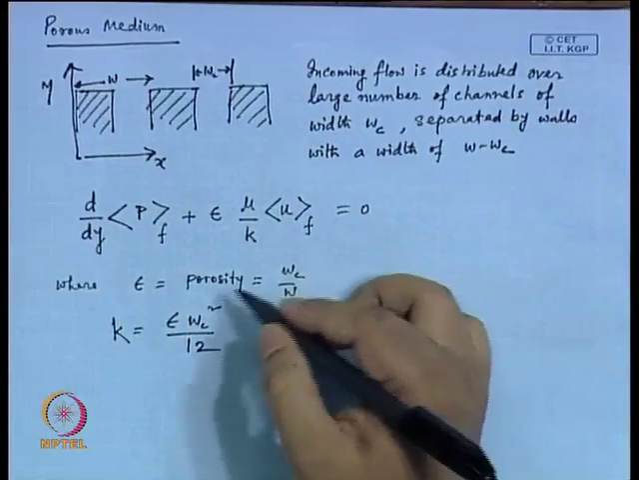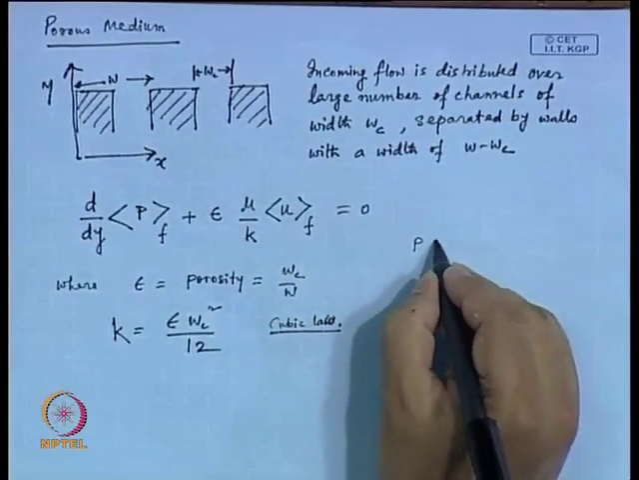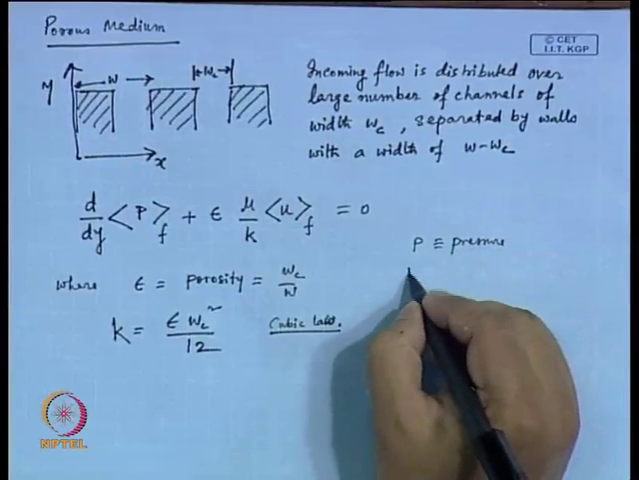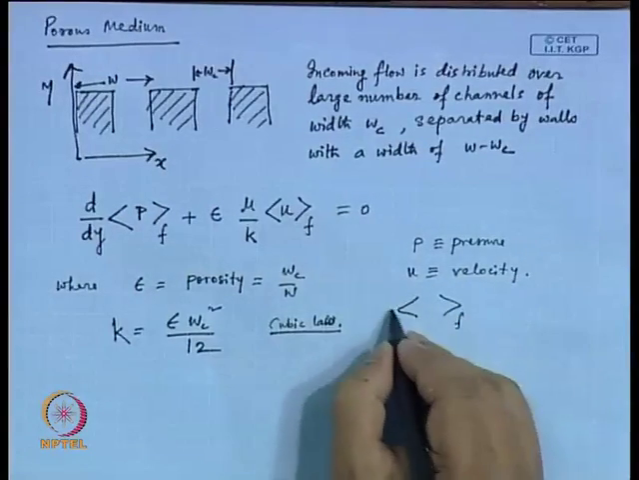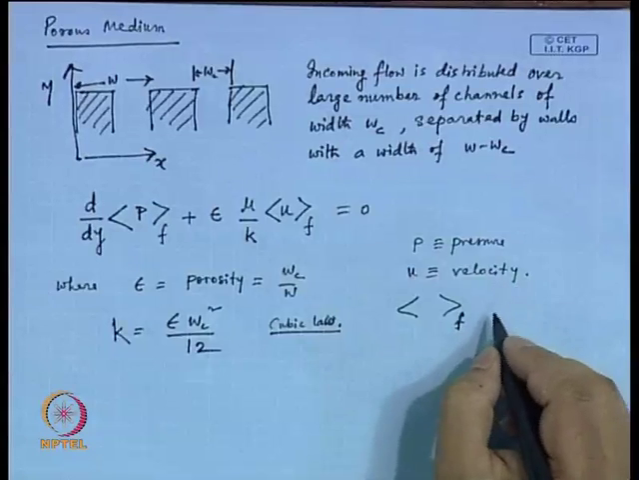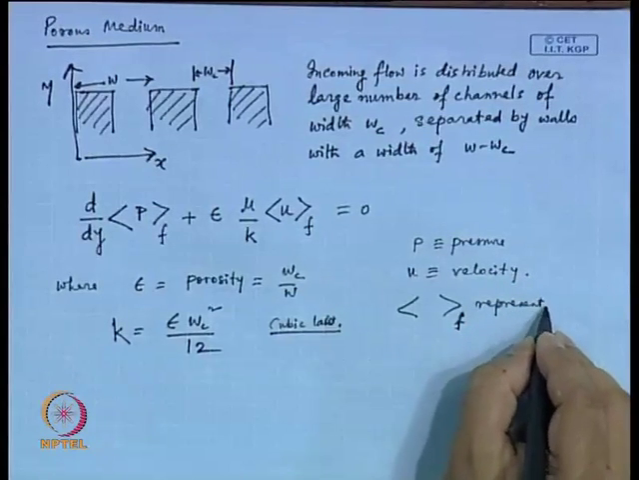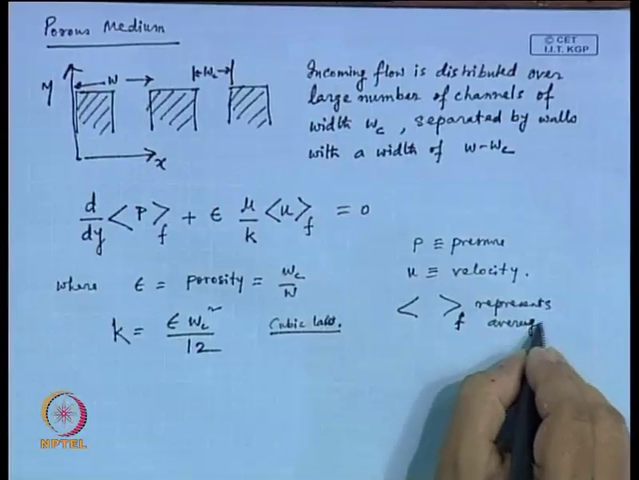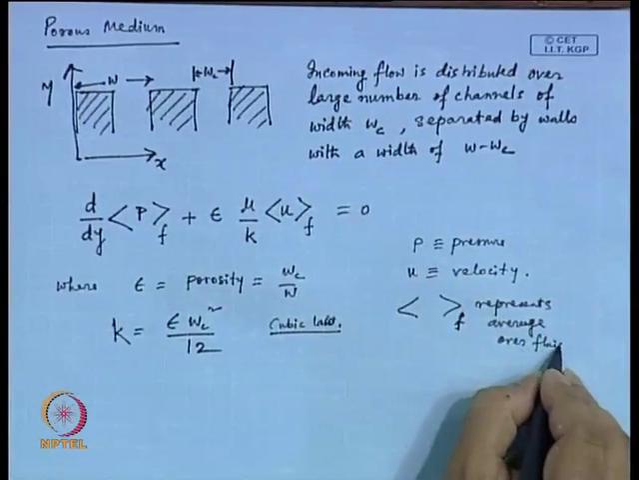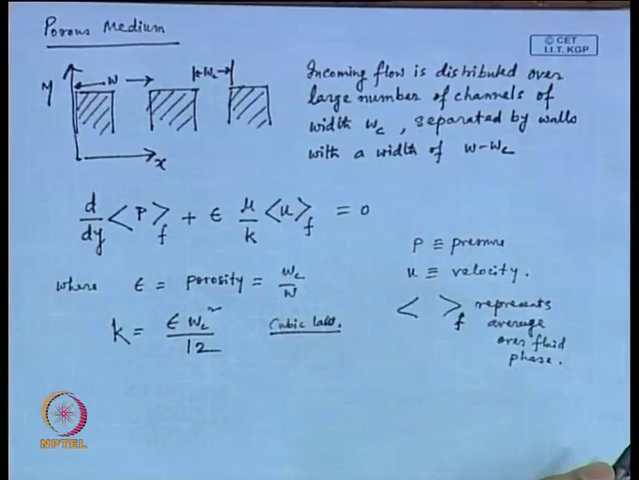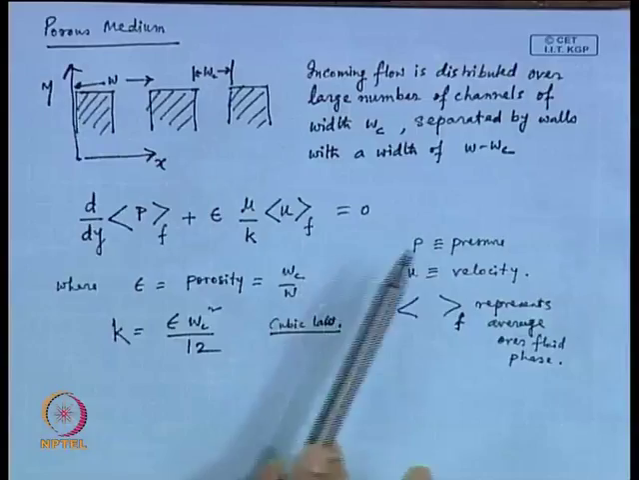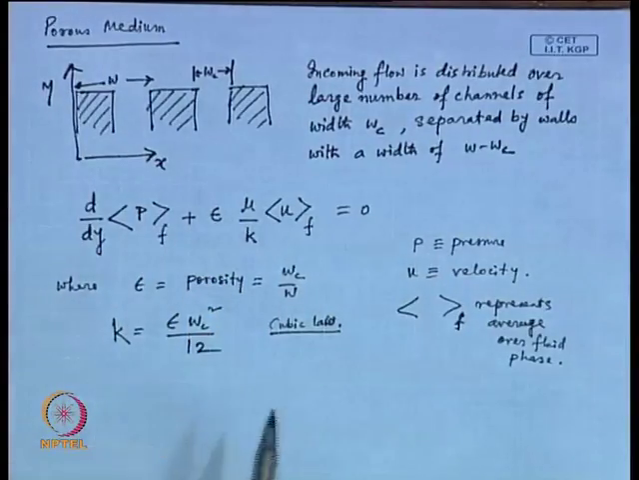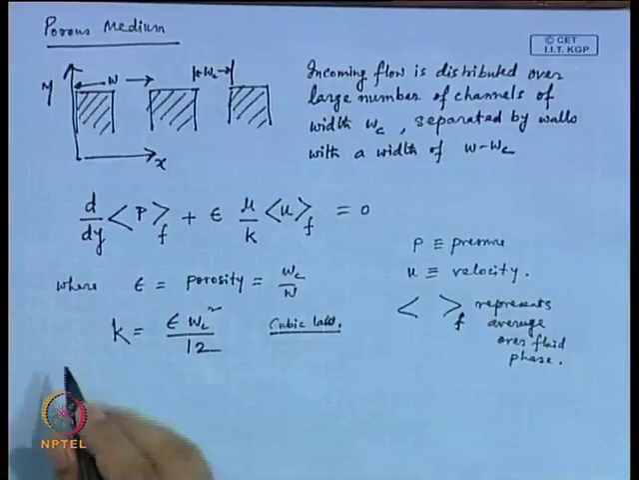Now, let me point out a couple of things here before I go further. P here is pressure, U here is velocity, and this quantity, in this kind of bracket with F written as a subscript, represents average over the fluid phase. All right. So, this is how pressure and velocity can be related if you consider this to be a porous medium. Now, let me write the full form, what all we are doing here.